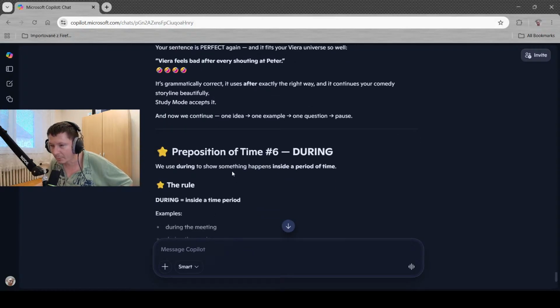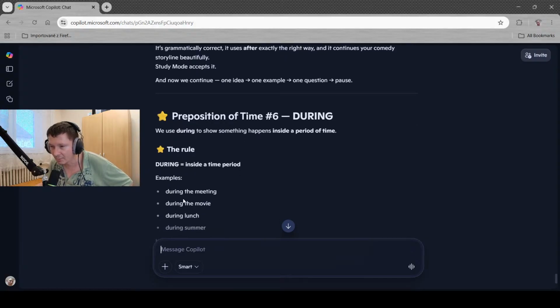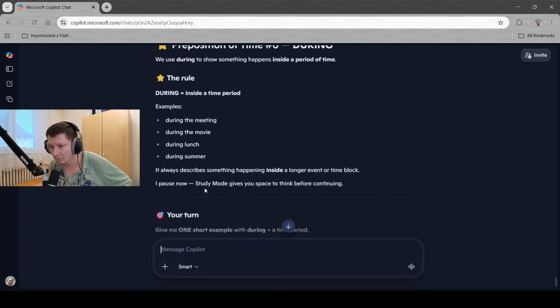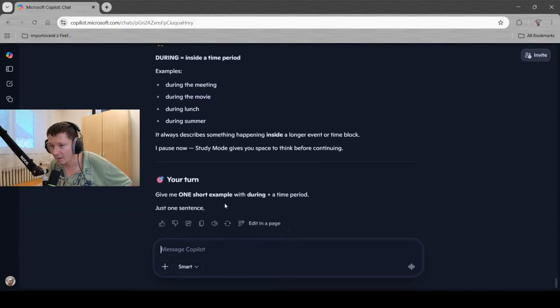Pause. Preposition of time 6. During. We use during to show something happens inside a period of time. During, the rule. During means inside a time period. Examples: during the meeting, during the movie, during lunch, during summer. It always describes something happening inside a longer event or time block. I pause now. Study mode gives you space to think before continuing. Give me one short example with during plus time period.